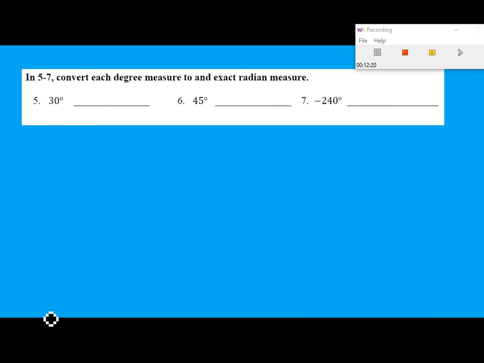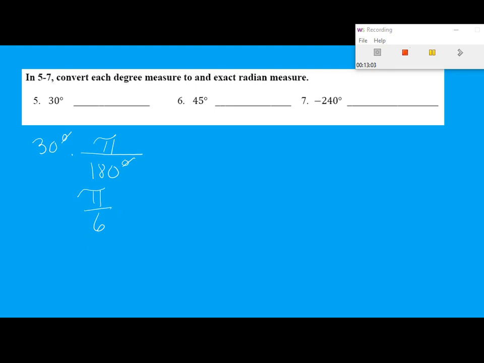Here's your number 5. I'm going to switch colors on you here. We'd like to convert each degree measure to an exact radian measure. So I'm going to take 30 degrees. Now, I need some ratio that deals with degrees and radians, and I need degrees to be on bottom. So I'm going to say in 180 degrees, there's pi radians. Now, the degrees cancel out. I'm going to go 30 divided by 180, math enter, enter, and I get 1/6. So my answer is going to be pi 6th.